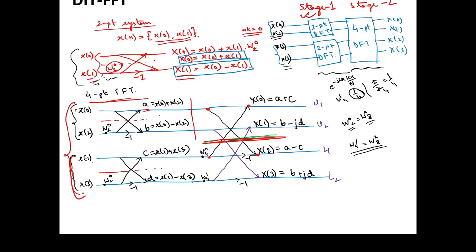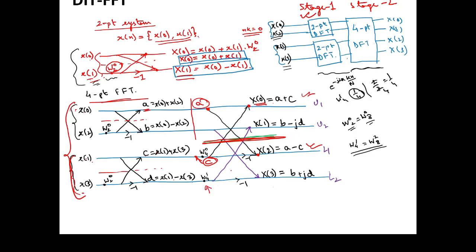Okay, now at this location we are having A and at this location we are having C, right? So what is happening, x0 equals small a plus small c, because W0 4 is 1. Okay, so c would be at this location, c multiplied by W0 4, a. Similarly here it will be a minus c.